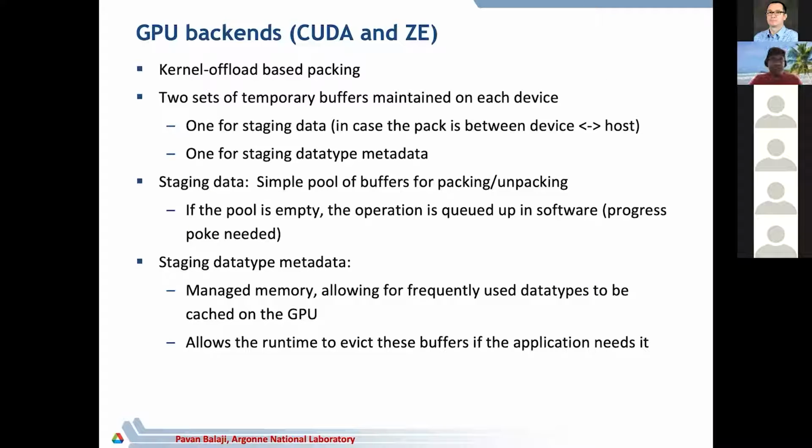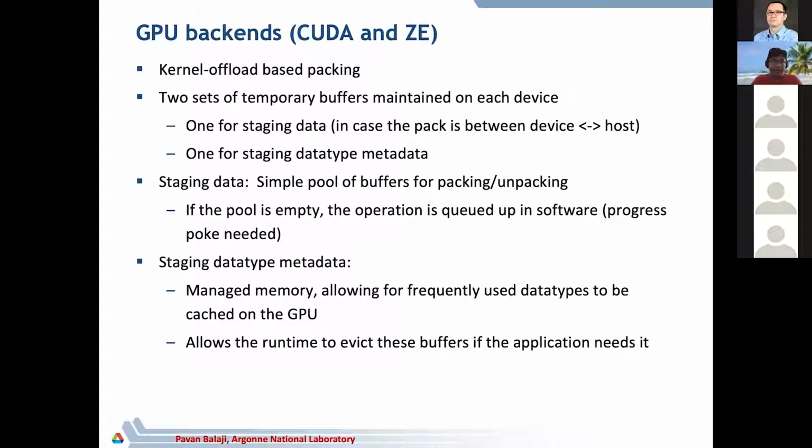For the GPU backends, like I mentioned, we have 2 GPU backends right now. We have one for CUDA and one for ZE, which is the Intel GPU backend. And we have the AMD GPU backend in progress. These GPU backends are not based on tight for loops. They are rather based on parallel kernel offloads for doing these packing and unpacking.